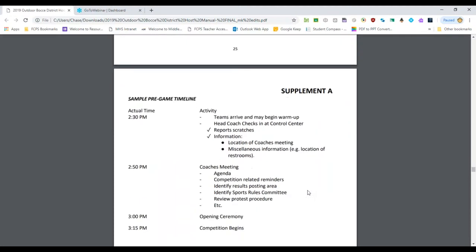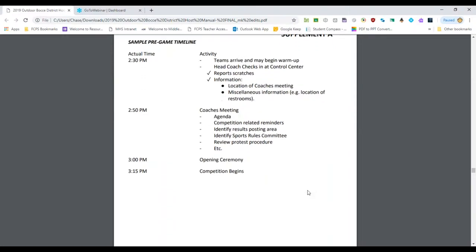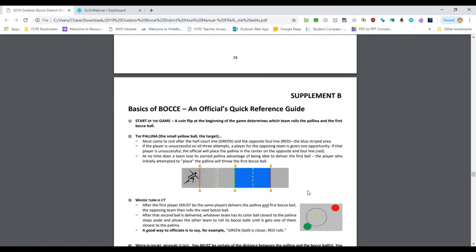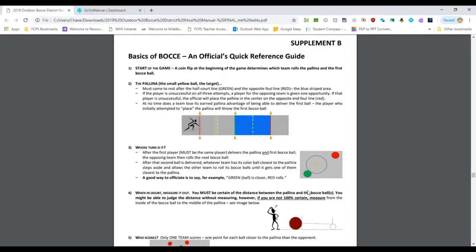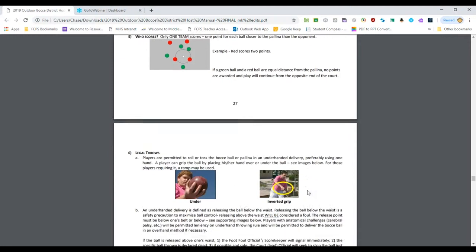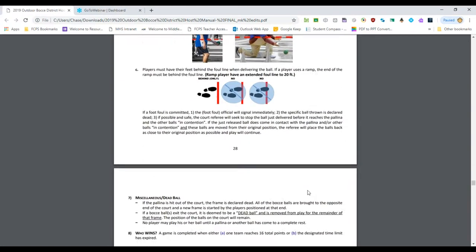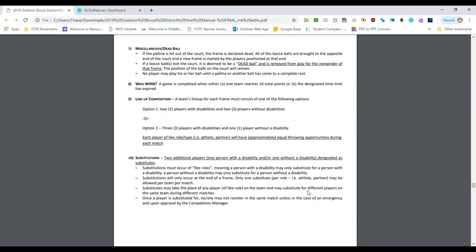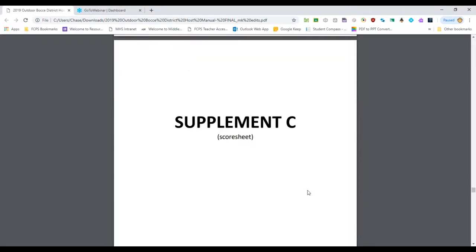All right, supplement A, this is sort of a sample pregame timeline for you guys to use. Supplement B is your official quick reference guide for the basics of bocce. This is a good document to use for training your officials and what they should be looking for. I'm not going to go through this. We've gone through this information for the coach's guide.